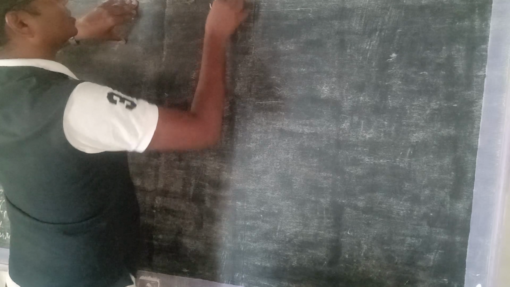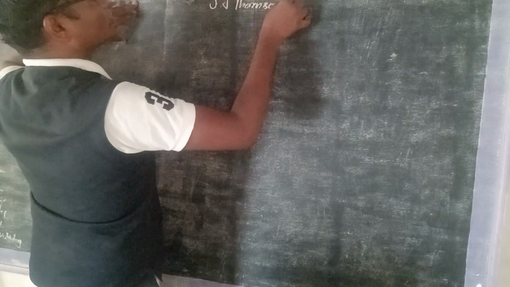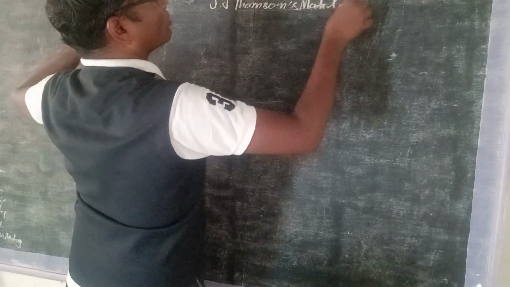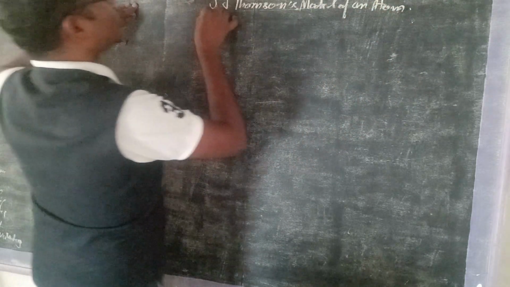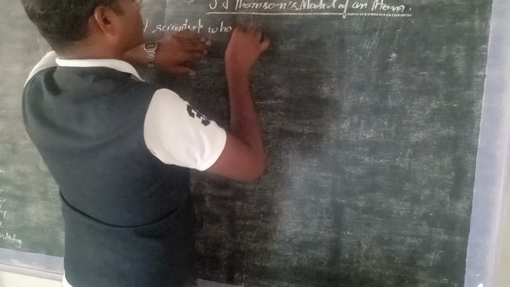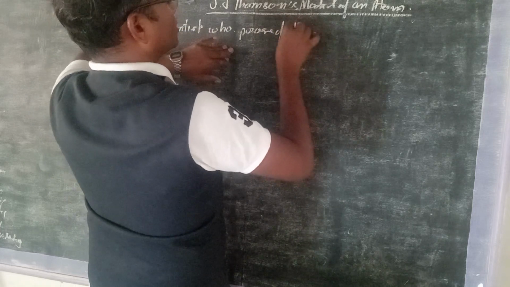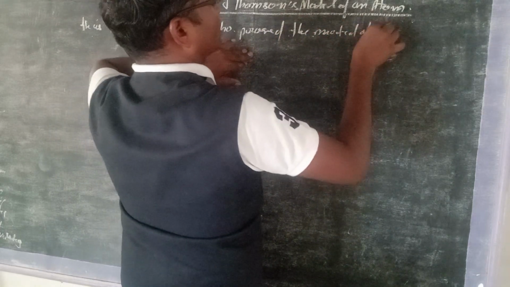J.J. Thomson's model of an atom. He was the first scientist who proposed a model of an atom.